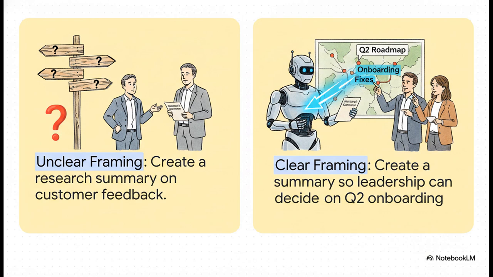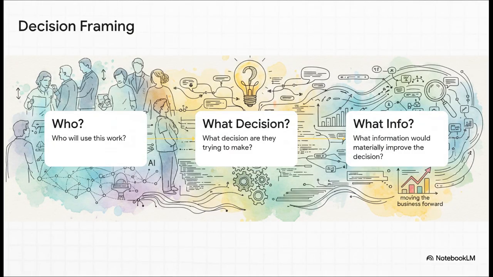And this just illustrates the point perfectly. Asking an AI to create a summary is totally directionless, but asking it to create a summary so that leadership can make a specific Q2 roadmap decision, well, that gives the AI a clear job to do. It's no longer just a content generator. It's a decision support tool. So, before you start building, ask yourself these questions. Who is this really for, and what choice are they facing? Answering this helps ensure that every piece of output you create with AI is directly tied to moving the business forward in a real, tangible way.